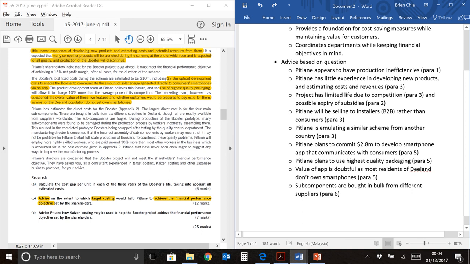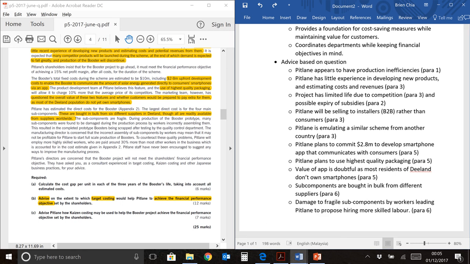Subcomponents are bought in bulk from different suppliers. This is in paragraph 6, which you will find over here. There are four main subcomponents, and they are bought in-house from DLAND, although they are readily available from suppliers worldwide. So again, applying this to target costing, this is a matter of closing the cost gap. Instead of thinking locally, we might be able to save money by thinking globally. We might find low cost and effective and efficient suppliers, not just in DLAND, but probably anywhere around the globe. So more research has to be done by Pit Lane in order to streamline their supply chain.